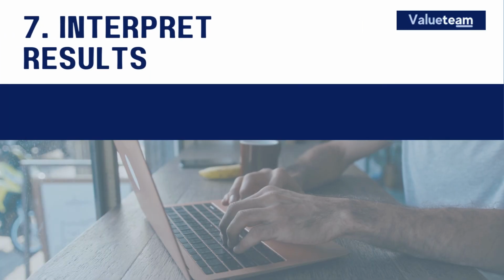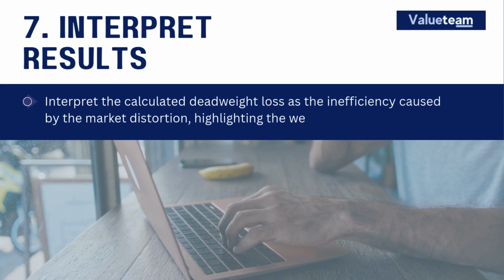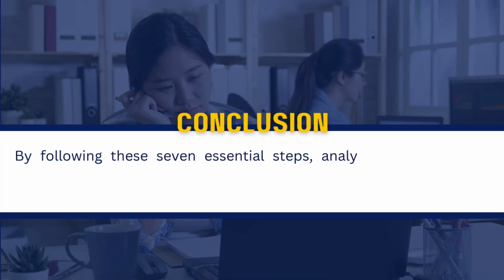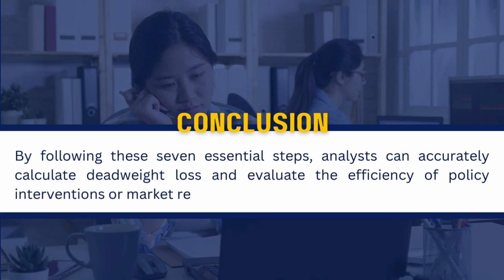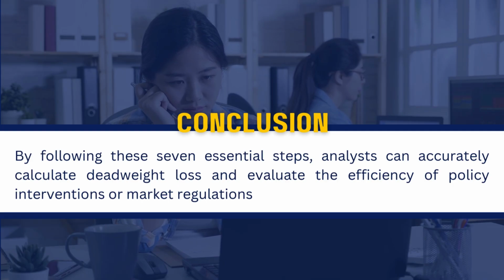7. Interpret results. Interpret the calculated deadweight loss as the inefficiency caused by the market distortion, highlighting the welfare loss to society. Conclusion: by following these 7 essential steps, analysts can accurately calculate deadweight loss and evaluate the efficiency of policy interventions or market regulations.